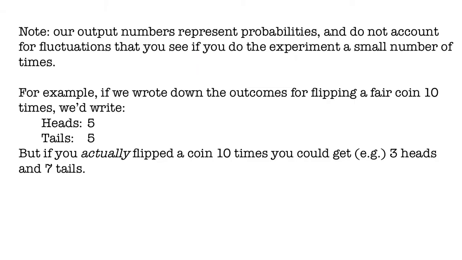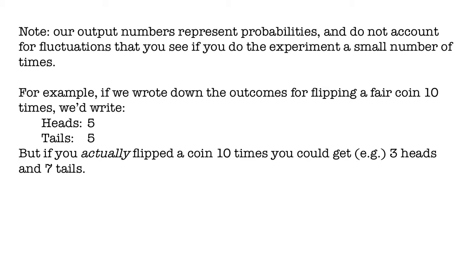Also, I think it's very important that we clarify and are really explicit about the following point. When we draw output numbers like 50-50 or 70-30 or so on, those numbers represent the true probabilities and they are not accounting for fluctuations that you would see if you actually did the experiment a small number of times. So for example, if we flipped a fair coin 10 times, we would expect half the time we get heads and half the time we get tails. But if you actually do the experiment, it's not so common to get 5 heads and 5 tails exactly, right? You might get 3 heads and 7 tails, you might get 6 and 4 and so on, even though it is a fair coin with a 50-50 head-tail probability.